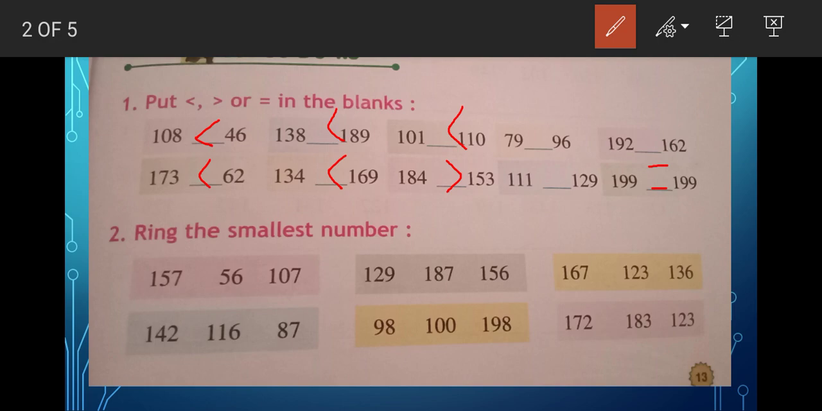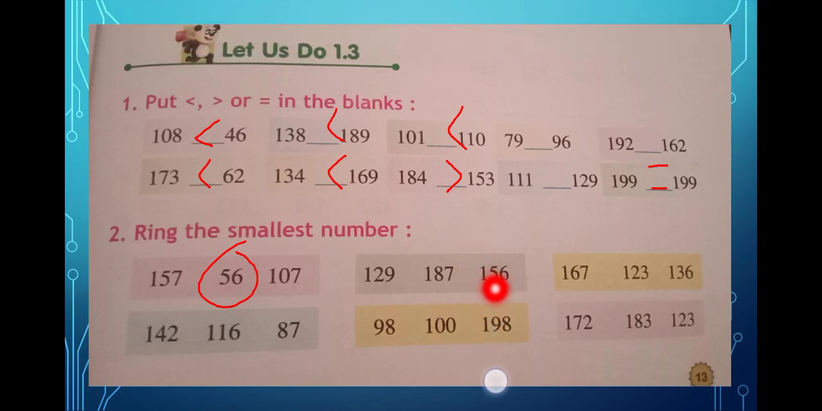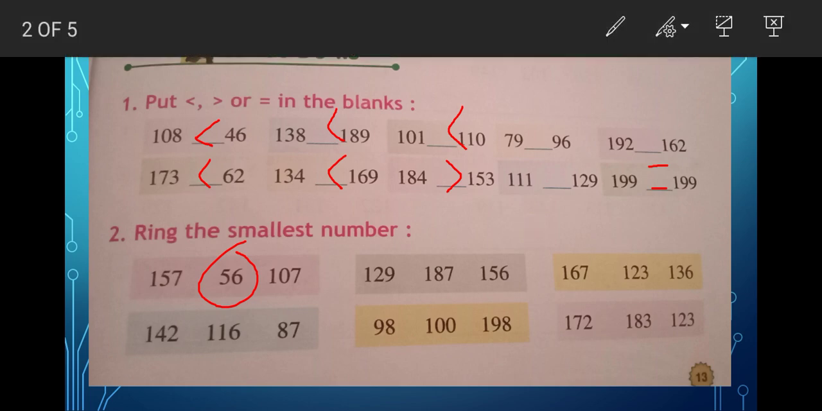So ring the smallest number. Which is the smallest number children? Here, 56 is the smallest number, isn't it? Because 56 is having 2 digits. Now here you see 129, 187 and 156. Which is the smallest one? All are having 3 digits, all are having 1 in the hundreds place, and in the tens place this is 2, this is 8 and this is 5. That means the smallest one is 129. Okay, so only these two you have to write in your copy.